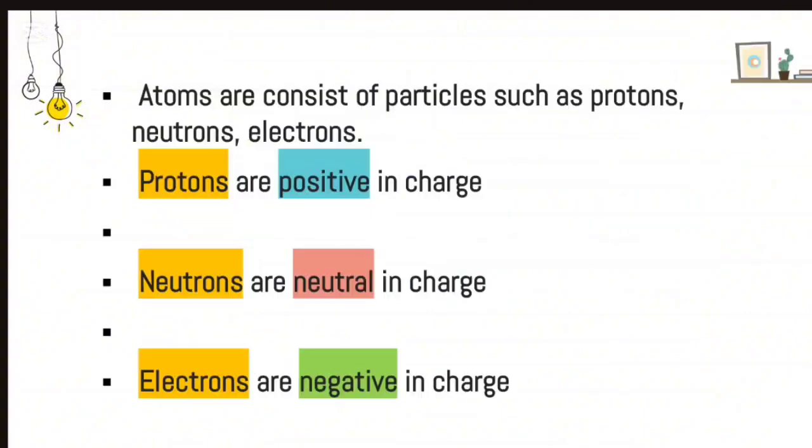First, what is meant by atoms? Atoms consist of particles such as protons, neutrons and electrons. Protons are positive in charge, neutrons are neutral, and electrons are negative in charge. Protons and neutrons are always found inside the nucleus, and electrons are found revolving around the nucleus.